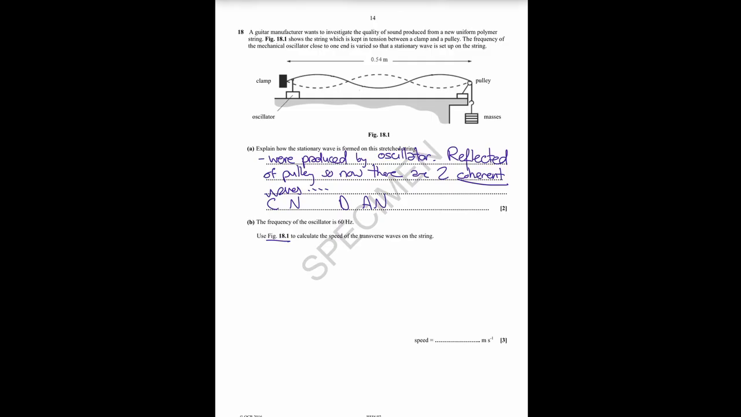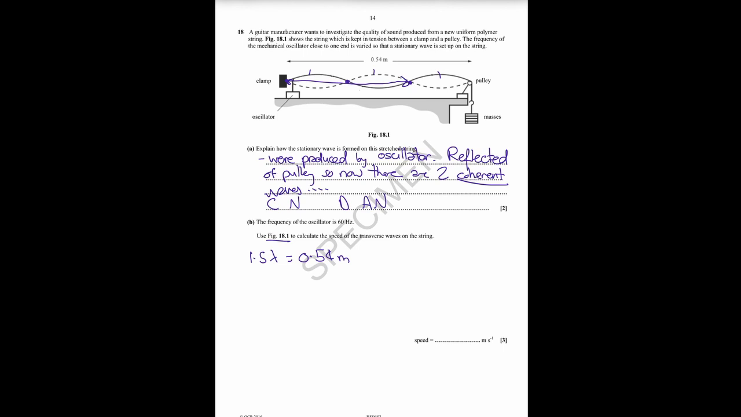Well, the rule that I need to know, and again, this is something they test me a lot on, is that the distance between one node and the next node is half a wavelength. So if I want one full wavelength, that has to be the distance between one node, missing that node out here, and then the next node here. So this over here is going to be one wavelength. Well, how am I going to get the length of that one wave? I can have a look at how many half wavelengths are on the thing. So on this, I've got half a wavelength here, half wavelength here, half wavelength here. So that means I know 1.5 wavelengths must be equal to 0.54 meters.